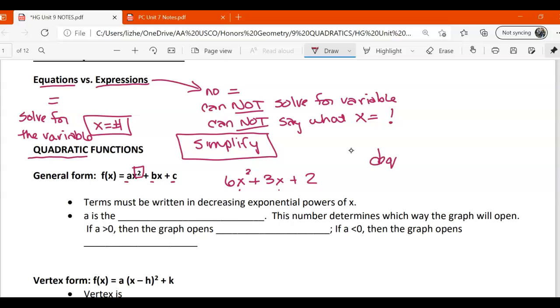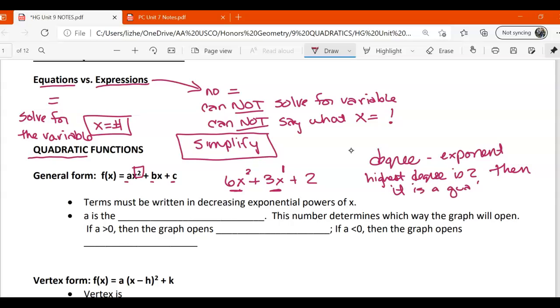When I say a degree, that's the exponent. All right, so this term has a degree of 1 because there's an exponent of 1 there that we don't see. This term here has a degree of 2. And so when the highest degree of the equation or the expression is 2, then it is a quadratic.